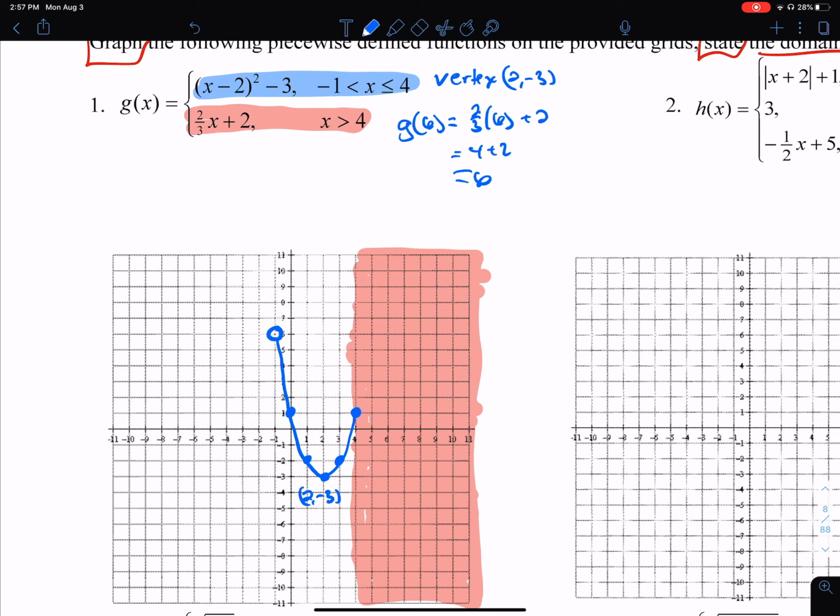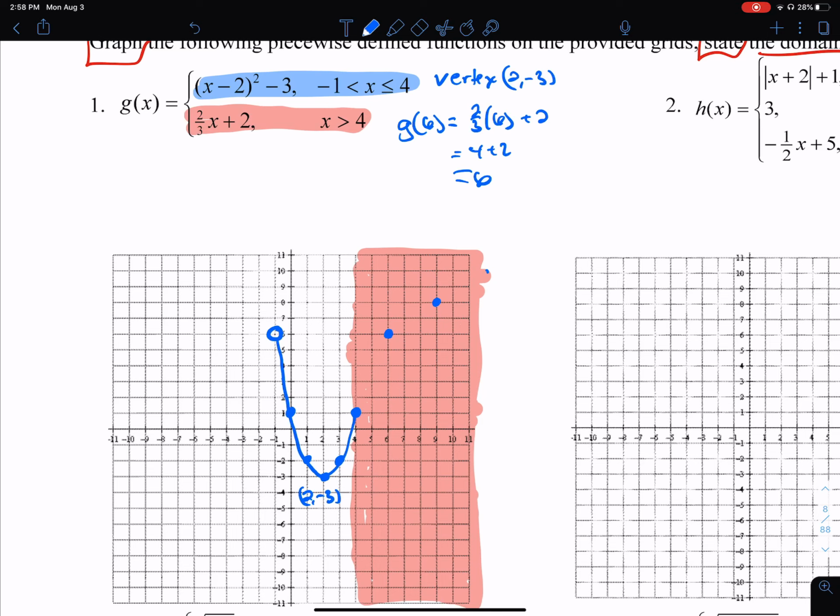That's not the beginning of the graph or the end. That's just a point on it. Then I'm going to use the slope since it's a line. From this point, I go up 2 and to the right 3. Put a dot. I go up 2 to the right 3.